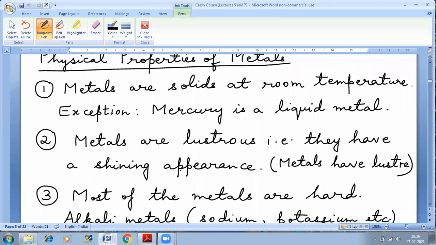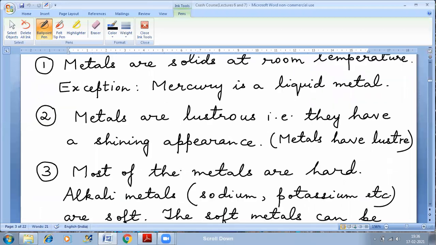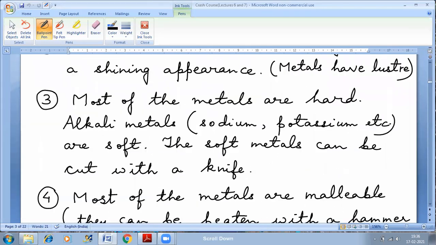That means they have a shining appearance. So we say that they have a luster. So the surface will have a shine. Then most of the metals are hard. But then there are certain soft metals also, like sodium, potassium. So the soft metals can be cut with a knife.